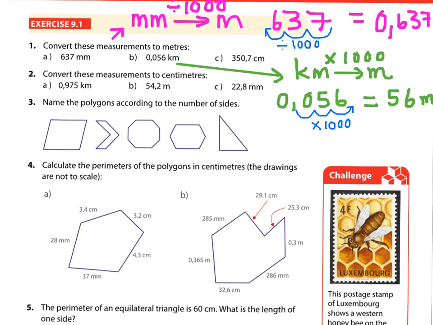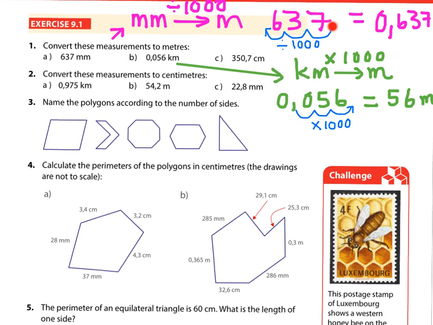On the previous page, it showed us that to get from millimeters to centimeters, we divide by 10. To get from centimeters to meters, we divide by 100. So that makes sense. To get from millimeters into meters, we're going to divide by 1,000. So have a look here.